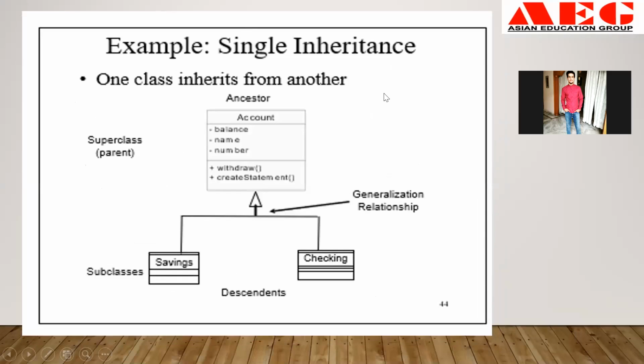Then an example of single inheritance in UML diagram: one class inherits from another. So there is a class saving and a class checking. This is our class account. This is the superclass, the parent. In DFD, you create an arrow in the downward direction if you inherit something. But in UML diagram, you have to give an upward arrow because this is a generalization symbol. So this is your generalization.